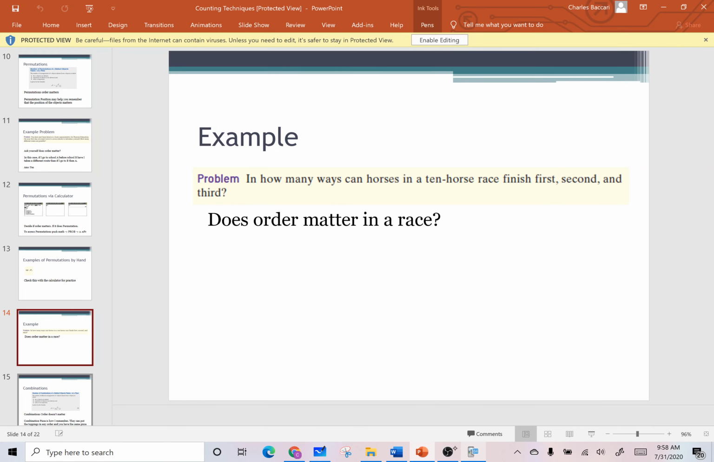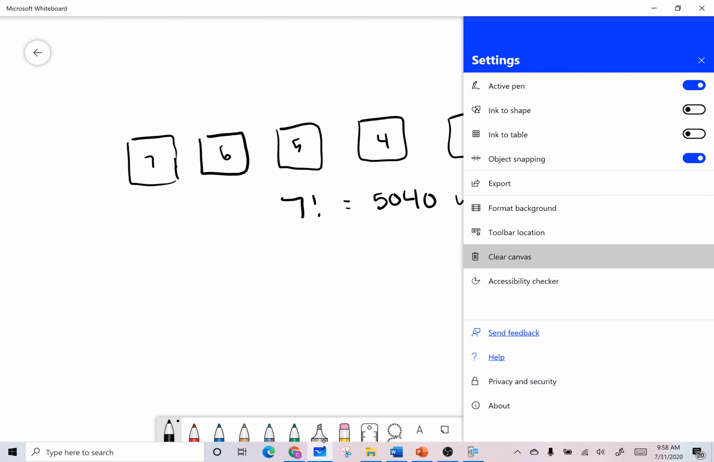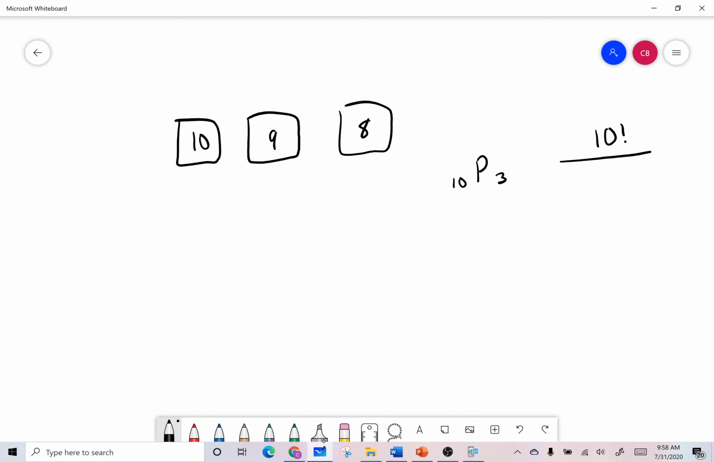There are 10 horses, so let's think about this with the whiteboard real quick. So remember, we're choosing first place, second place, and third place. And there are 10 horses, so 10 horses can technically come in first, 9 can come in second, and 8 can come in third. What does this look like in terms of a permutation? Well, this is 10P3, which means it's 10 factorial over 10 minus 3 factorial.